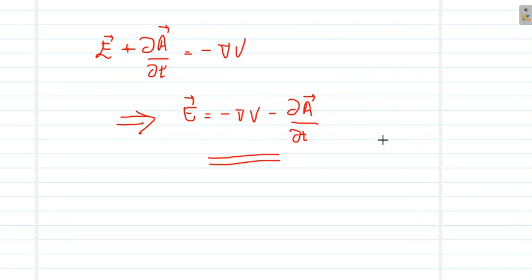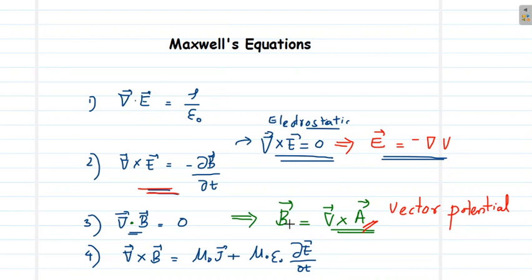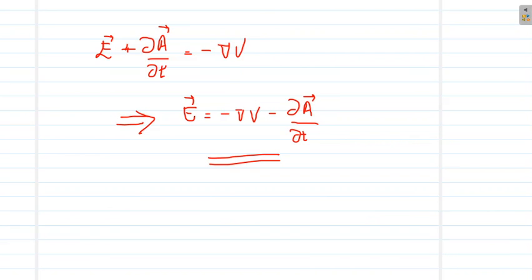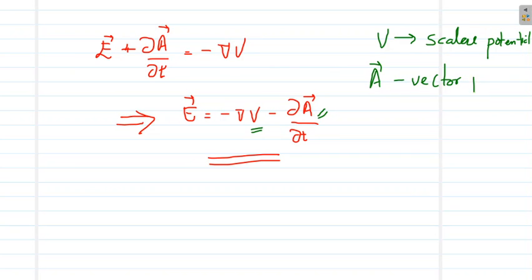So this is the electric field in the case of an electrodynamic system, a time-dependent system. Similarly, we have obtained the equation for the magnetic field in terms of the vector potential, and the electric field is now represented in terms of scalar and vector potential. This potential V is called the scalar potential and the vector A is called the vector potential, because these potentials determine the values of the electric field and magnetic field.